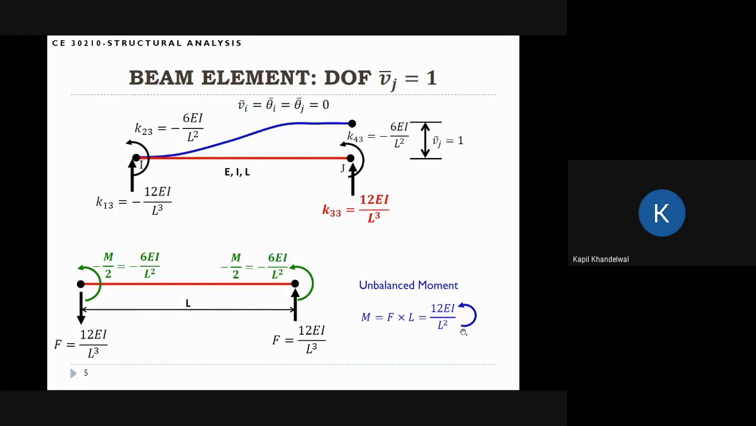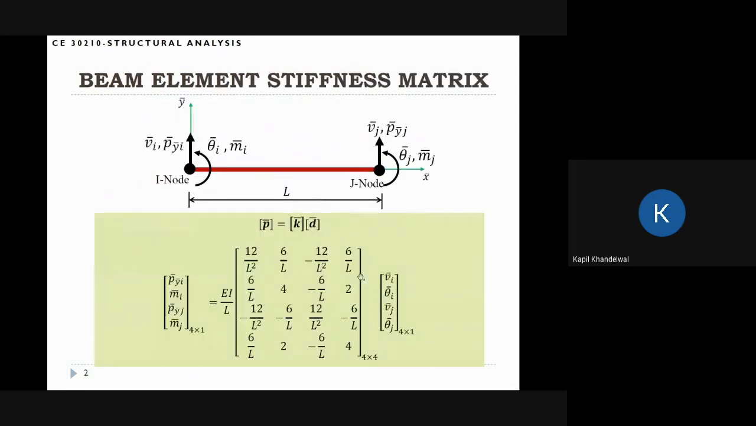And to balance this unbalanced moment, we have to put some moment. So actually half of it goes on the I end, the other half goes on the J end. So this is the moment on the I end, 6EI by L square. This is the moment at J end, 6EI by L square. So actually you can see that K23 is 6EI by L square, and K43 is also 6EI by L square. So both of them are 6EI by L square. Okay, and this is exactly all the information in the third column. If you go back and look at the third column, these are the 4 entries.